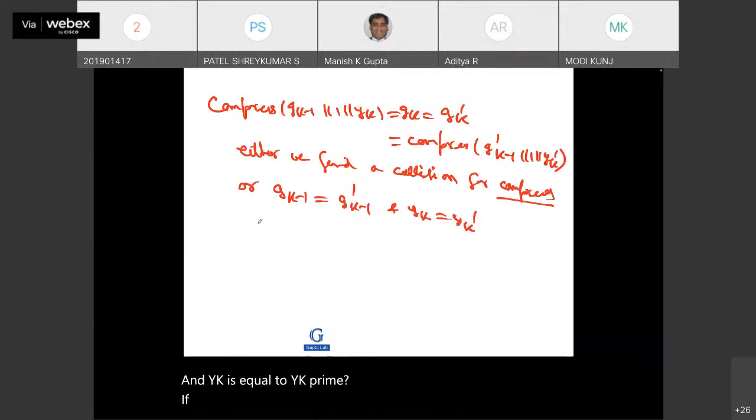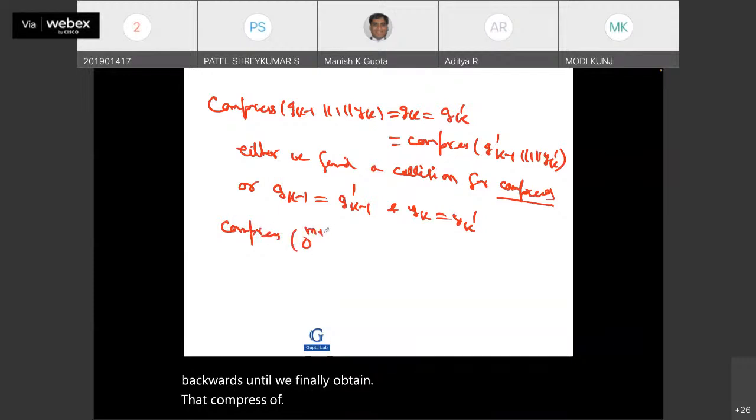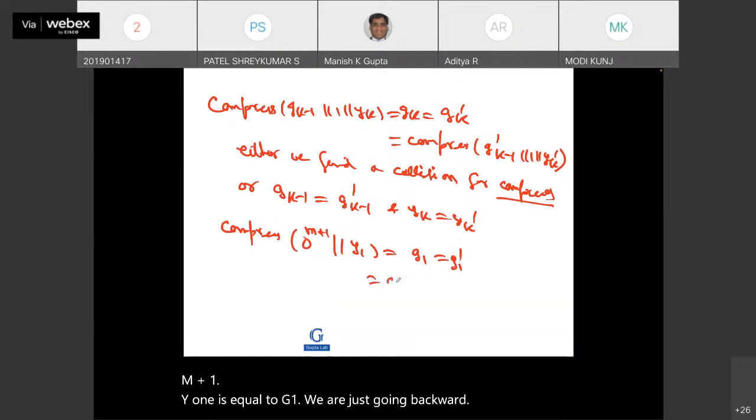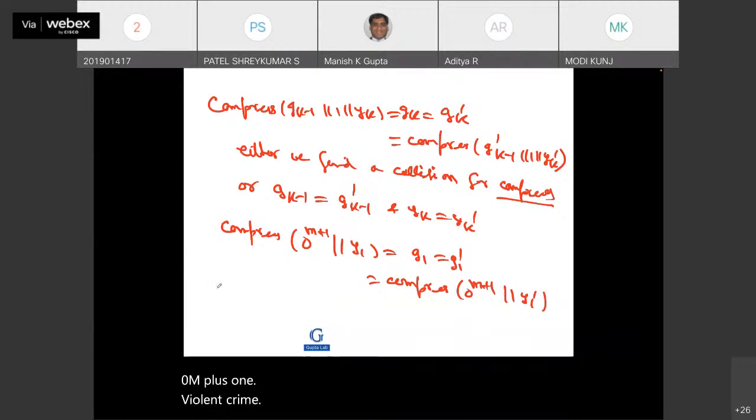If we assume that we do not find a collision, we continue going backwards until we finally obtain that compress of 0 m plus 1 y1 is equal to g1. We are just going backward. g1 prime is equal to compress of 0 m plus 1 y1 prime. If y1 is not equal to y1 prime, we found a collision for compress.